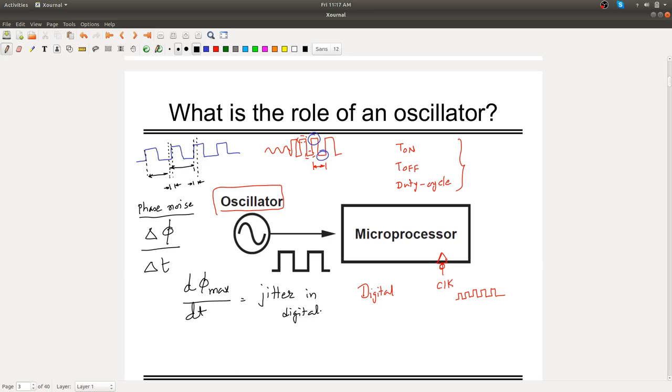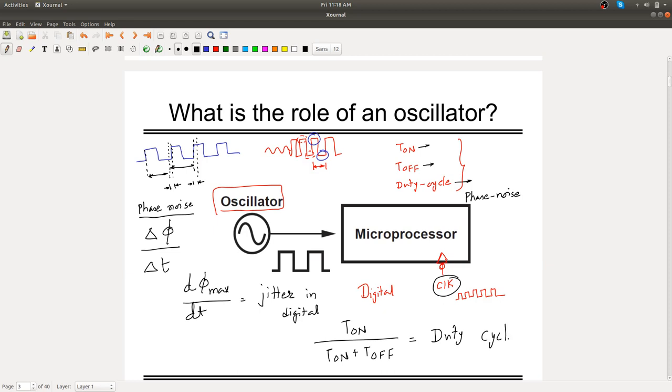So when you are asked to design an oscillator or clock for the system, you will be asked that I need that much T on, that much T off, that much duty cycle with so much of phase noise. So what is duty cycle? Duty cycle is the ratio between these two, like T on divided by T on plus T off. That's the definition of duty cycle.